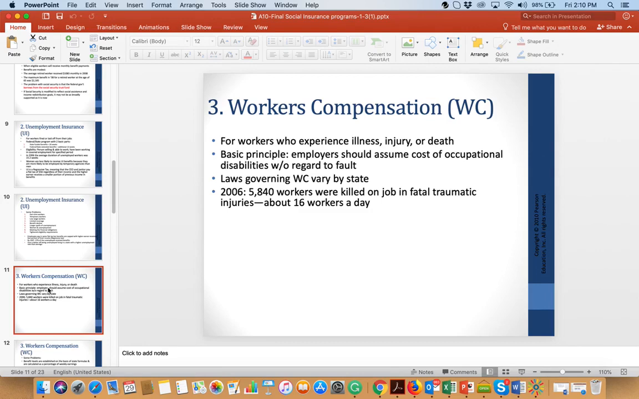The laws governing workers' compensation are different. They vary from state to state. For example, in 2006, about 6,000 workers were killed on the job. I don't know what the number is today in fatal traumatic injuries. This is about 16 workers a day. You can imagine if we didn't have this program, how the survivors would be. So it is essentially a good program.